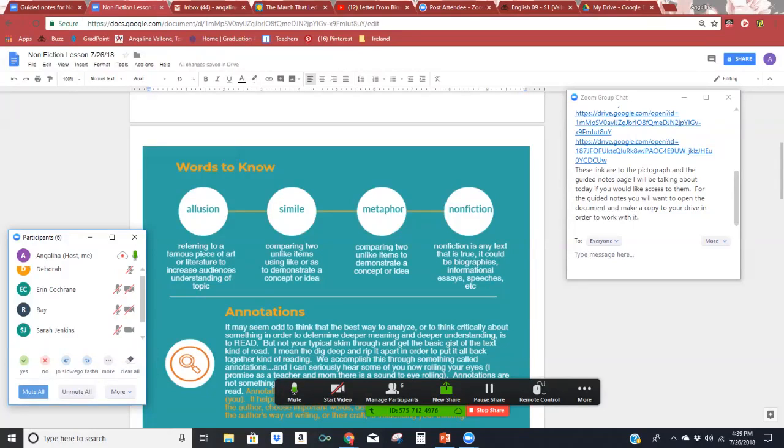And so as an author, I can make a reference to that, and then you're going to understand maybe the theme that I'm already talking about without me having to do a lot of extra writing and bog down whatever I'm trying to say with other details. So an allusion really helps readers and writers get a big idea down really, really fast. It's when we refer to a famous piece of art or literature in order to increase the audience's understanding of a topic.